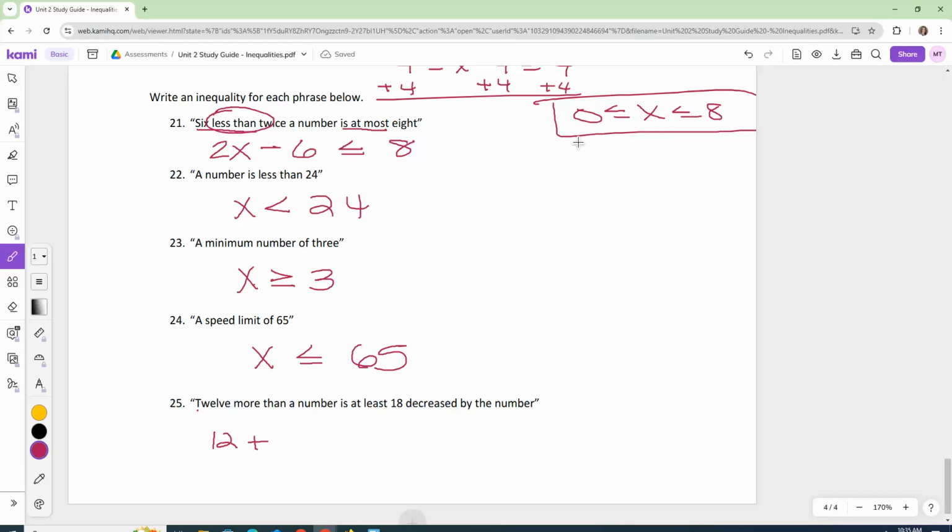So for the number I put x is at least. What does at least mean? Greater than or equal to. 18 decreased by means subtract a number. So 18 minus x.